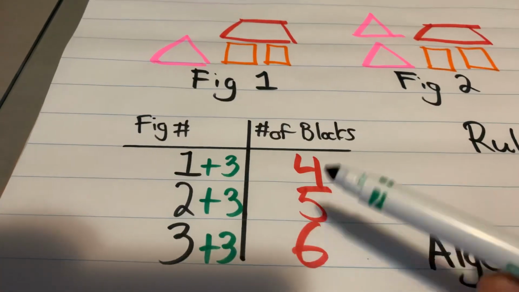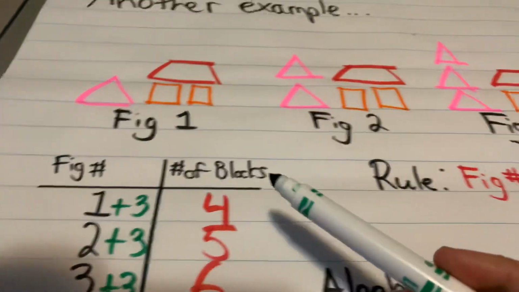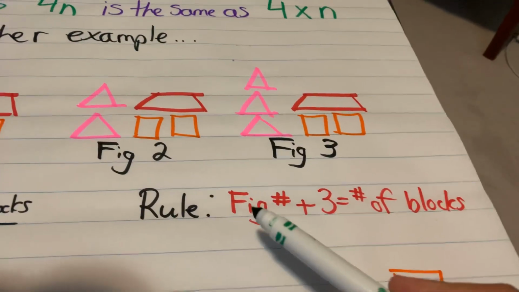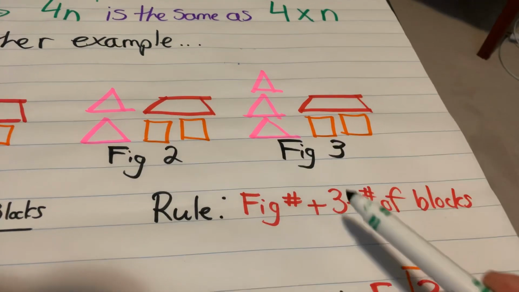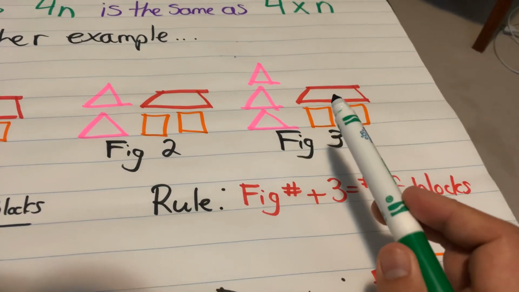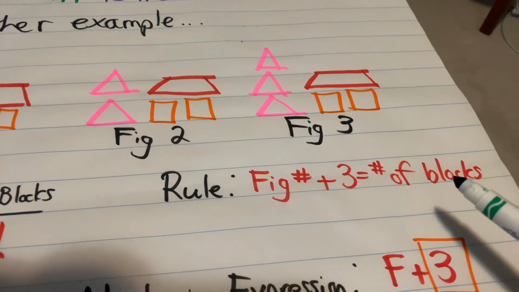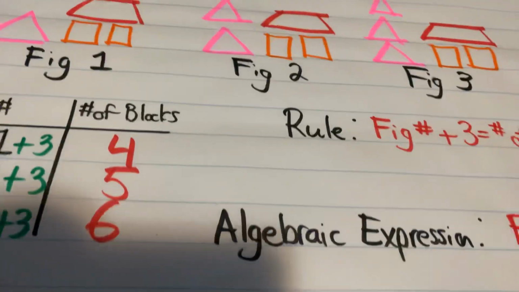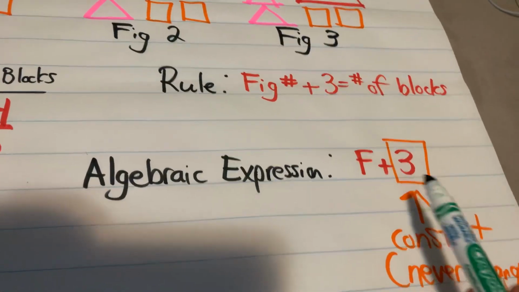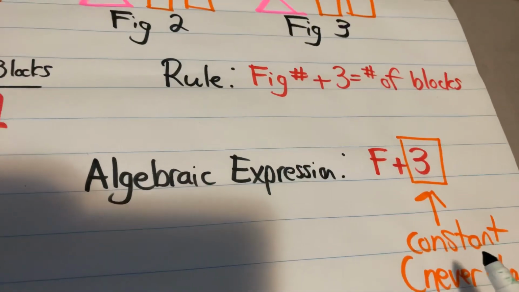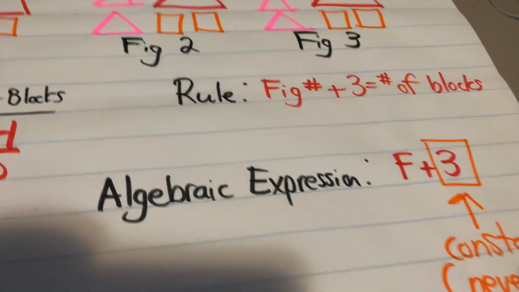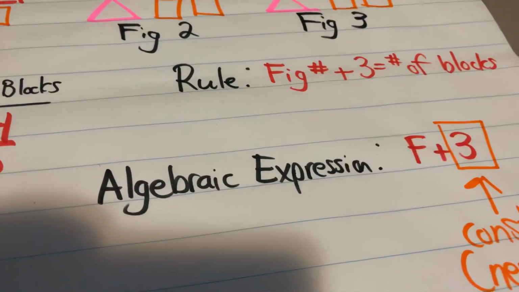And how do I write this as an algebraic equation? I can say that the figure number plus 3, remember 3 is the 2 squares and the trapezoid, that's 3 blocks, will always give me the total number of blocks. If I want to write that as an expression, I could say f plus 3, and 3 is the constant. It never changes. It's always going to be plus 3.